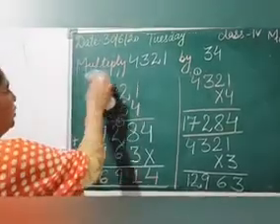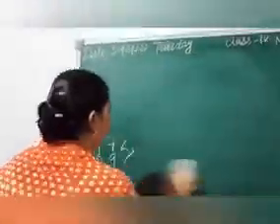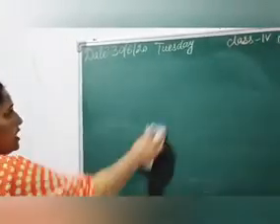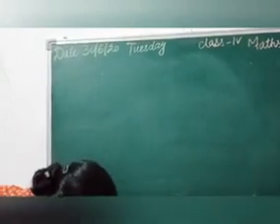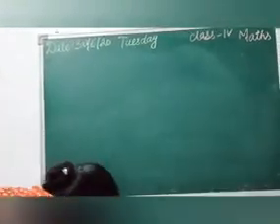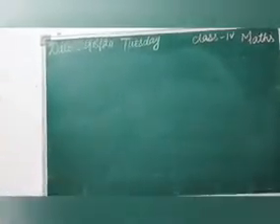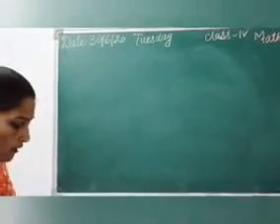Now next is multiplication by 3 digits. Firstly, we have done multiplication by 1 digit, then 2 digits. Now see how to multiply by 3 digits. These are the sums relating to your 3.5 exercise. In exercise 3.5 you can see there are the sums relating to 3 digits. See how to solve these.